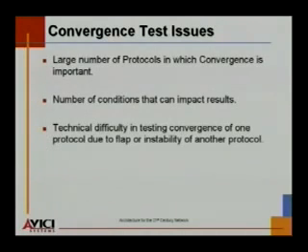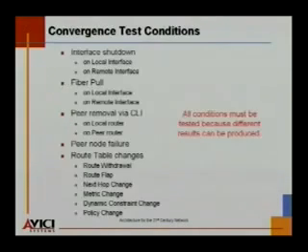So what are some test issues with convergence? Well, of course, there's a large number of protocols in which to test convergence, so this can go on for many weeks. There are a lot of conditions that can impact results. We'll hit those on the next slide. And then there's, of course, technical difficulty in doing this because you want to test convergence when there's instability of one protocol impacting another protocol. So the test equipment needs to be able to closely control that and monitor that to make the measurements.